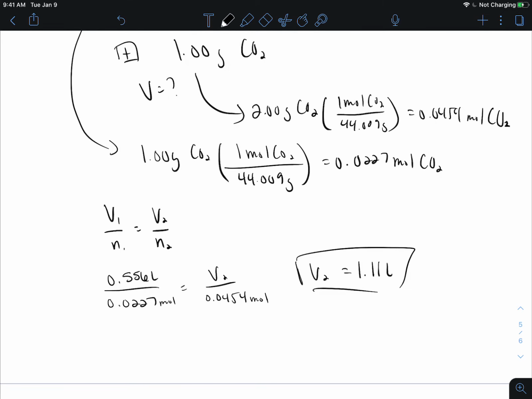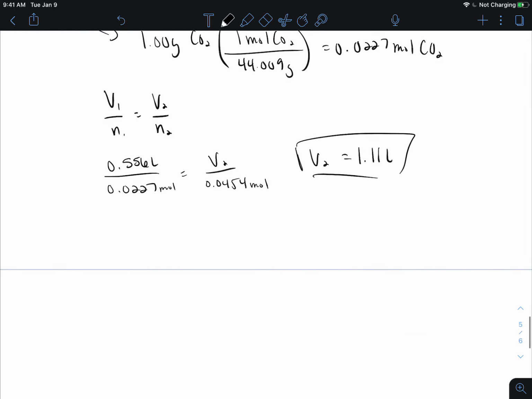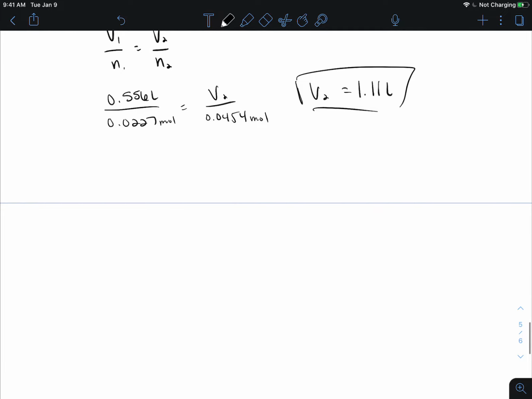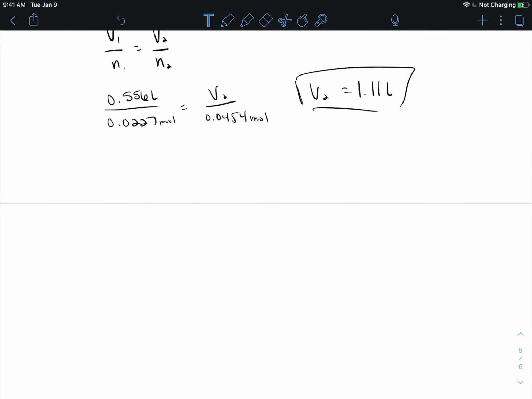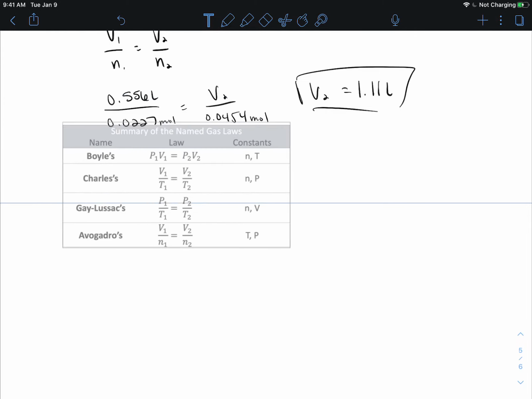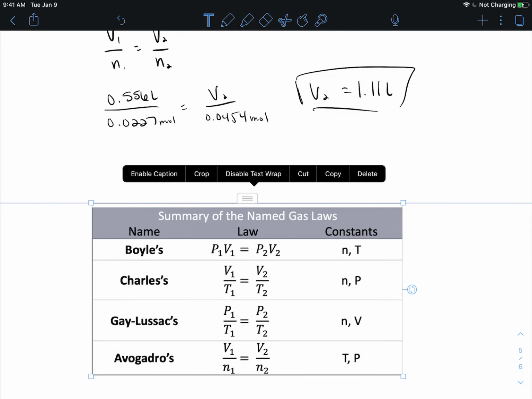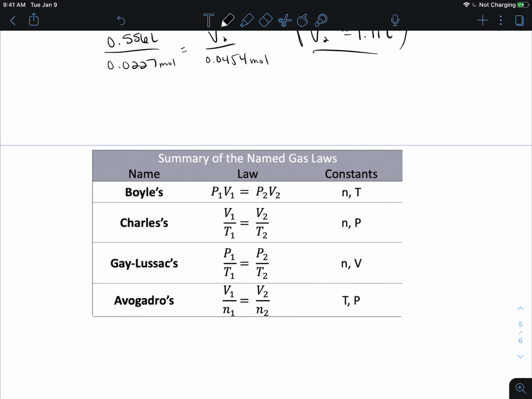So you should be able to write out a summary of the named laws. If we think about all of our laws, you need to be able to come up with their names, what law they represent, and the constants. This would be an example of something you would need to fill out on a test, where you've got the names of your laws, which you should know. You should be able to fill out the laws themselves, and you should know what the constants of those laws are.